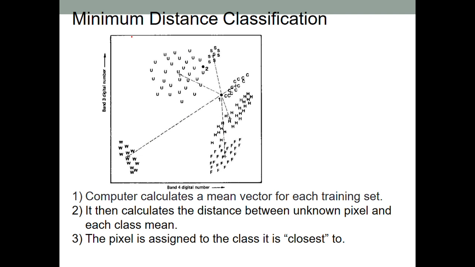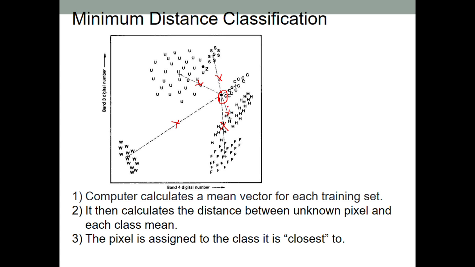For the first classification algorithm, minimum distance, let's say this is the unknown pixel that we want to classify. The computer calculates a mean vector. So this one, what is the mean? This one, what is the mean? This is the mean from the center of each identified class.